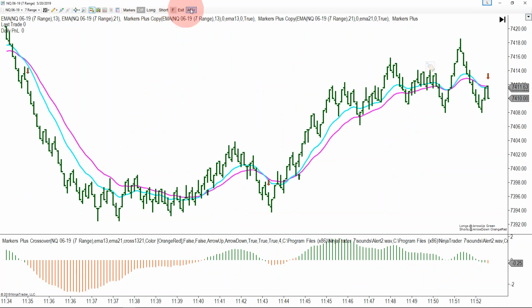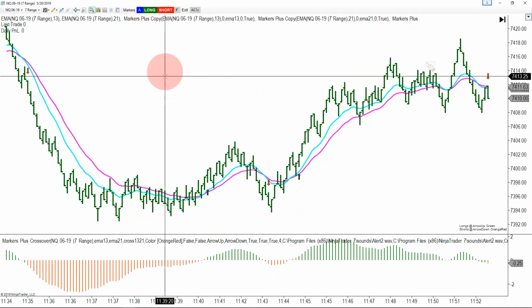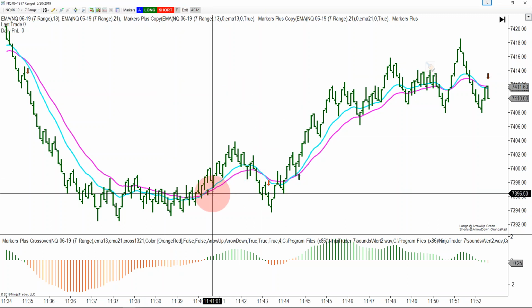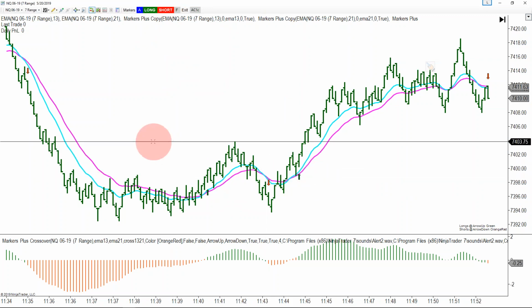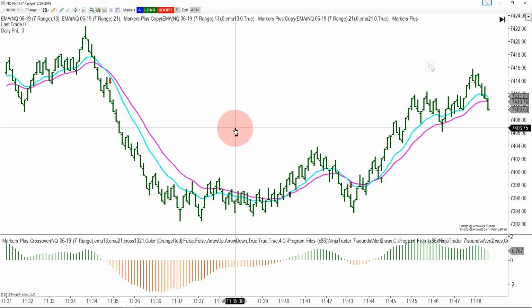Okay, we have markers plus up here. So if we turned it to A and lit these up green and red, boom. There's really not much more to it than that, guys. And these signals could be executed in full automation mode by Markers Plus. I did that in probably less than 5 minutes, right?